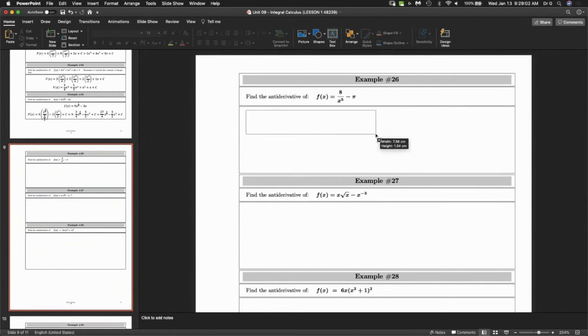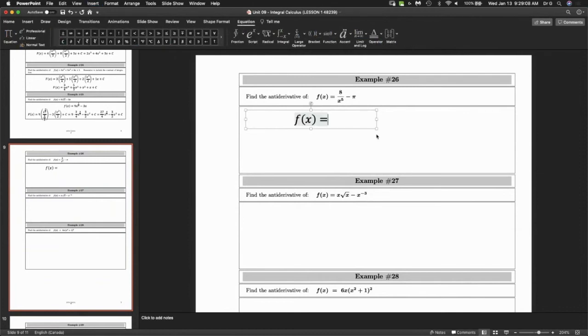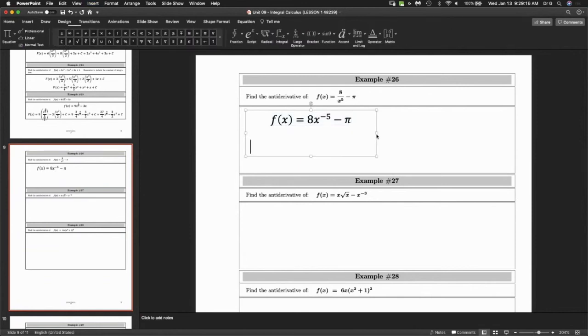I'm going to write down the function a different way. So that's going to be 8x to the negative 5 minus pi. All right.